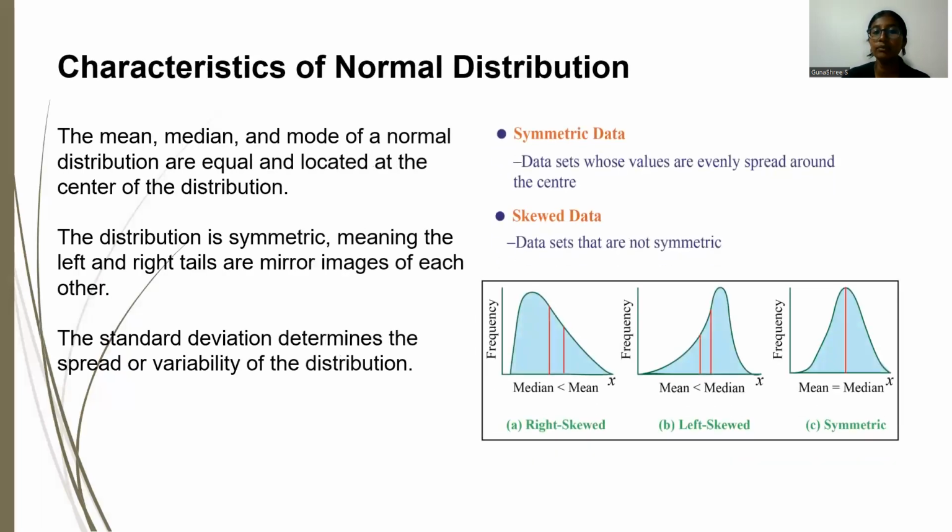The mean, median, and mode of a normal distribution will be equal and will be located at the center of the distribution. It is symmetric, meaning the left and right tails are mirror images of each other, and the standard deviation will determine the spread or variability of the distribution. Here, the given diagram demonstrates symmetric data, and for skewed data, the graph will vary.